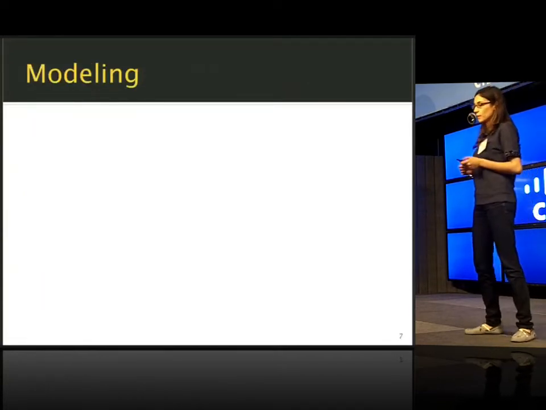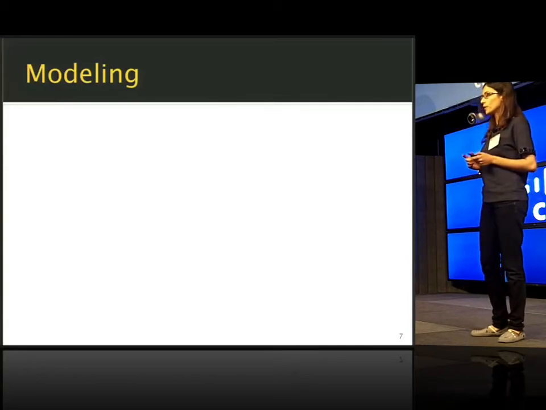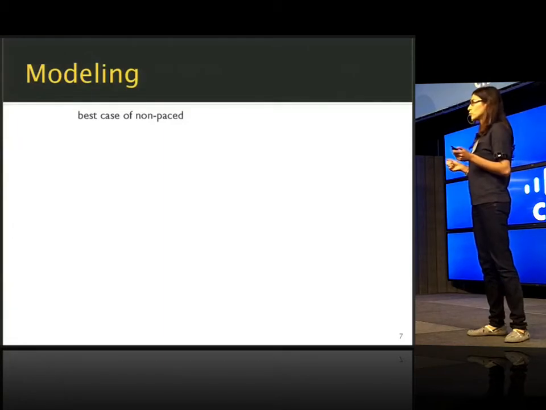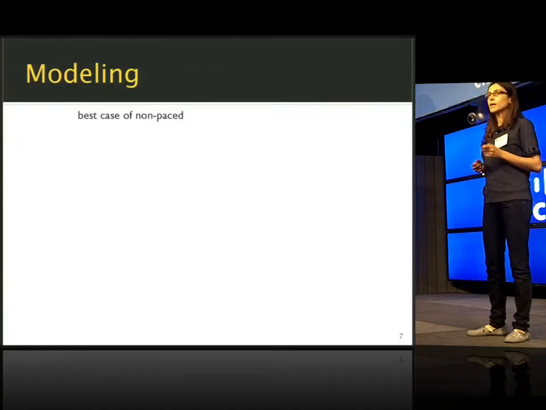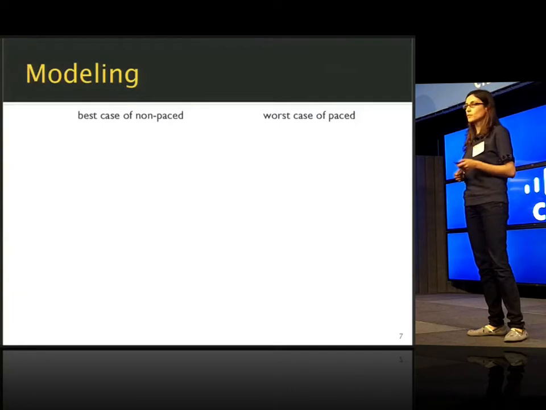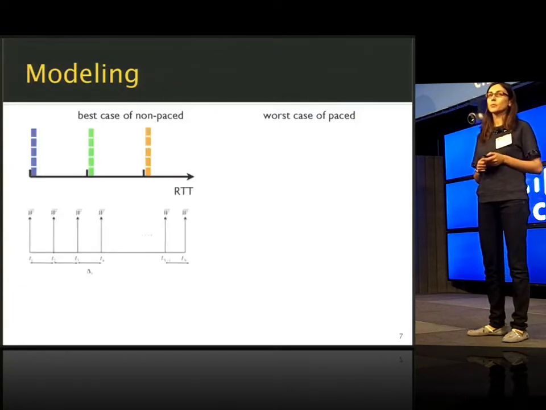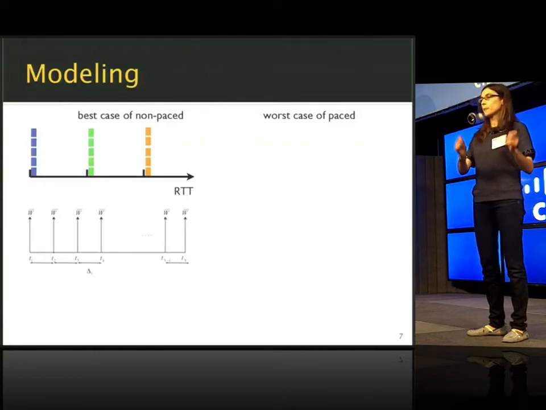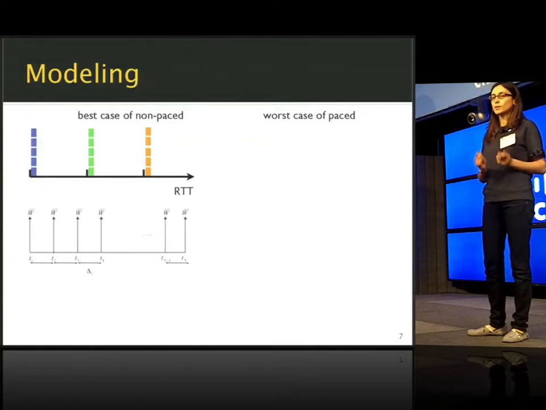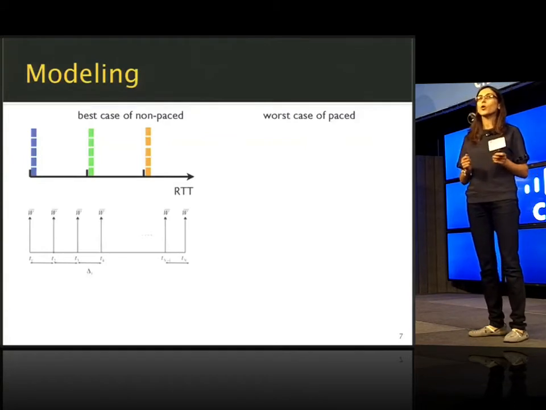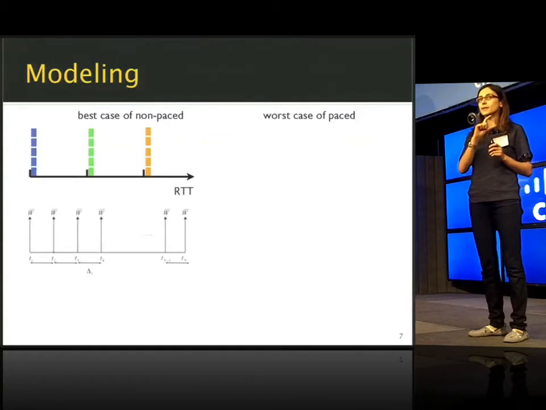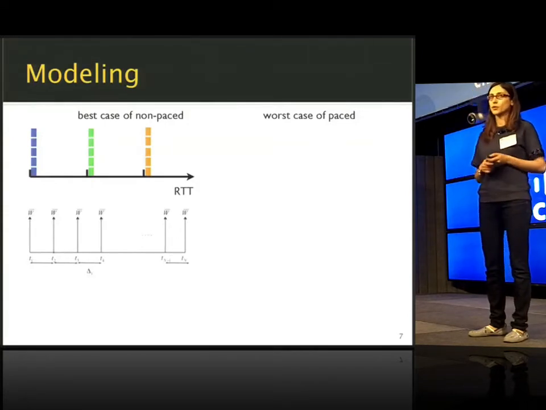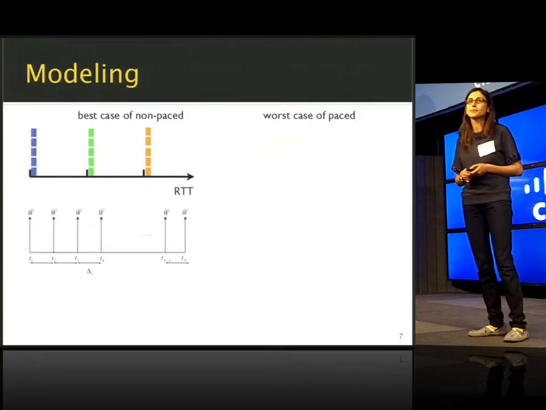Let me go through the basic intuition of our model, and I leave the details to the paper. Here, let's look at two systems: the best case of non-paced and the worst case of paced. In the best case of non-paced, we have n flows, and I'm zooming into one RTT. Each flow is sending W packets at equal time intervals with each other, so their bursts are not colliding. This is great for non-paced.